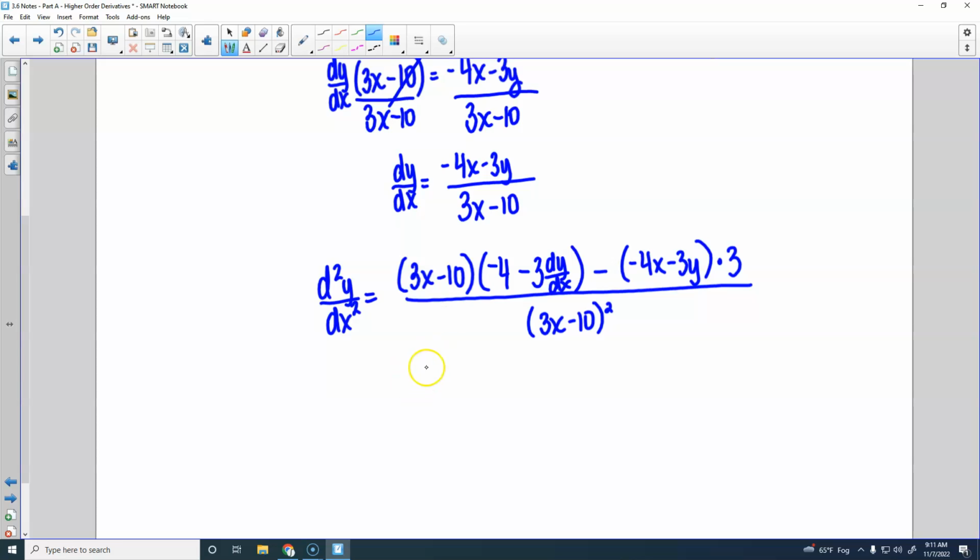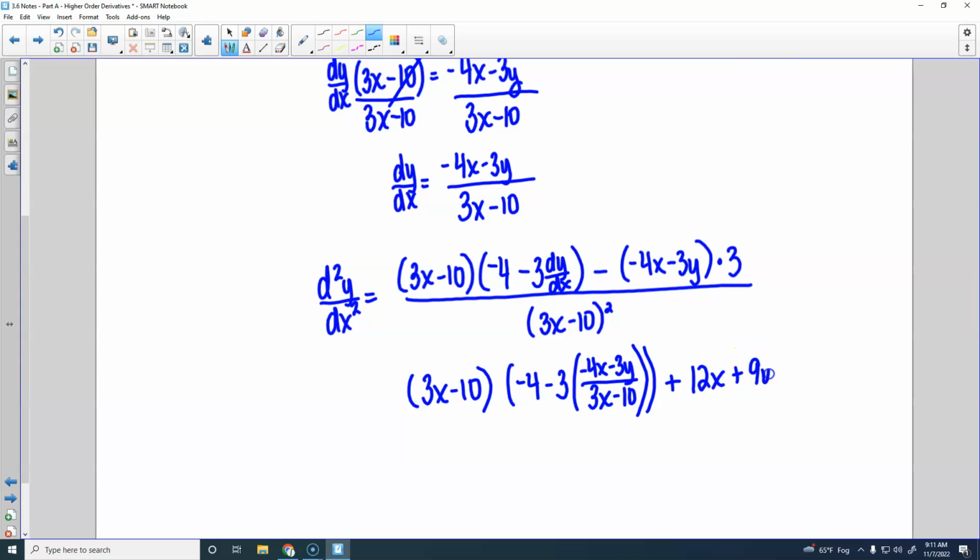Okay, so like this, 3x minus 10, negative 4 minus 3, negative 4x minus 3y over 3x minus 10, plus 12x plus 9y, all over 3x minus 10 squared. Okay, we can do that. That's fine. What would you guys do next?